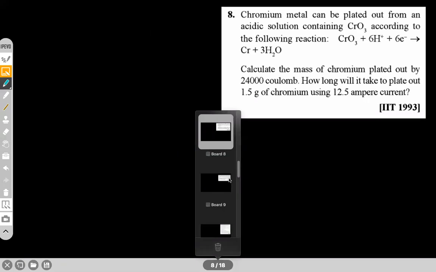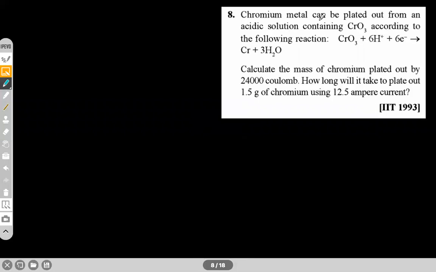Next one you see, the chromium metal can be plated out from an acidic solution containing CrO3 according to the following reaction, which is this. Calculate the mass of chromium plated out by 24,000 coulomb. How long it will take to plate out 1.5 gram of chromium using 12.5 ampere current.